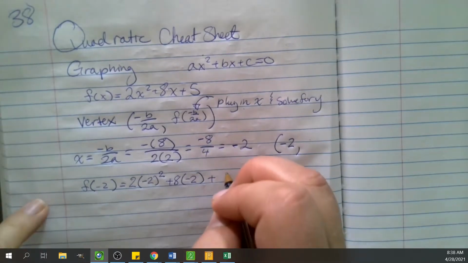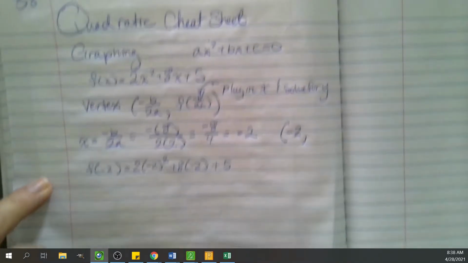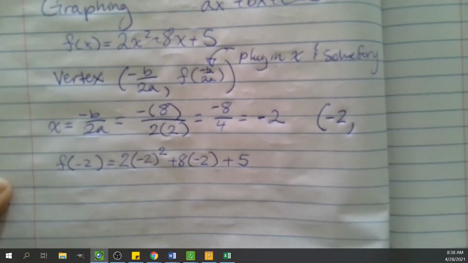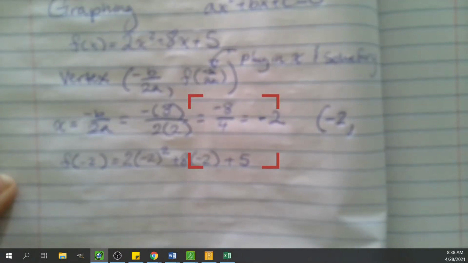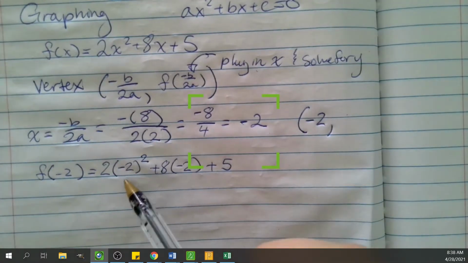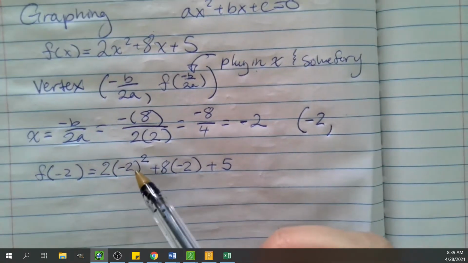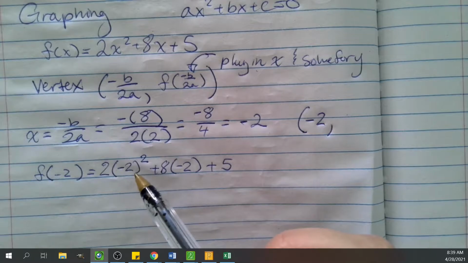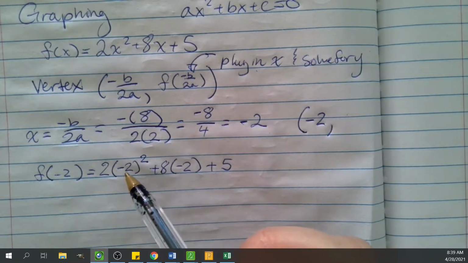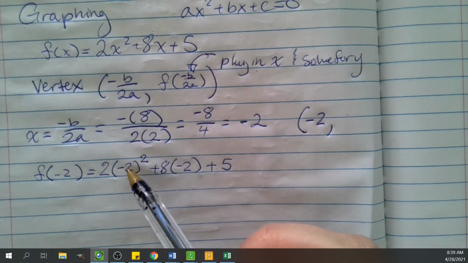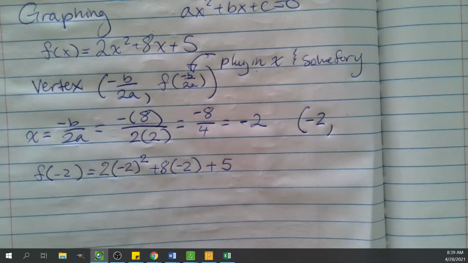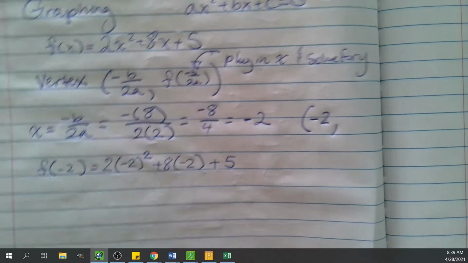+5. It's super important that you use parentheses on everything. Your calculator will not know that just the -2 is squared unless you put it in parentheses. You've got to do that. Your calculator won't know to do -2 times -2 unless you tell it to. You have to put it in parentheses.